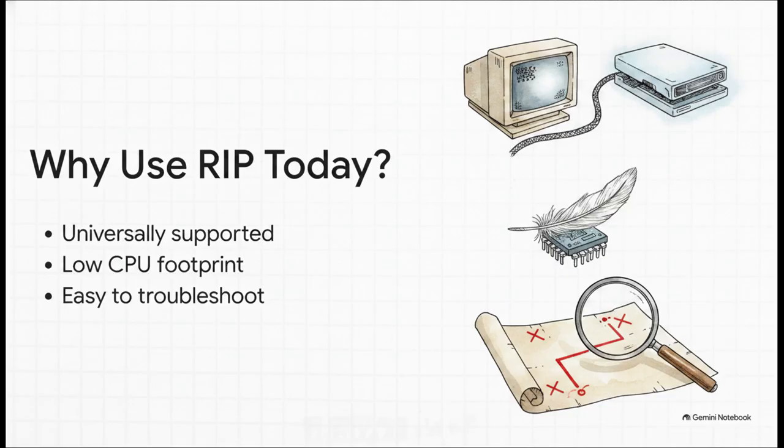First off, it is universally supported. Whether you're unboxing a brand new router or blowing the dust off a legacy box from decades ago, RIP is going to work. It doesn't care about vendors or platforms. Plus, it has this incredibly low CPU and memory footprint. If you're working with resource-constrained devices that just can't handle the heavy database calculations of complex protocols like OSPF or BGP, RIP is your best friend. And for us IT folks, it's a breeze to troubleshoot. The routing table logic is straightforward and actually human readable.